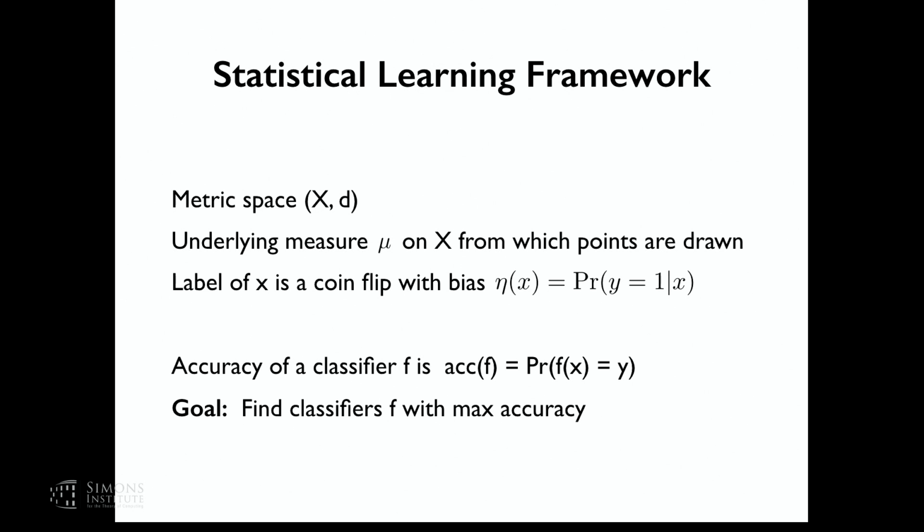And in the statistical learning framework, what we care about is the accuracy. The accuracy of a classifier f is the fraction of times f of x agrees with y. When I say fraction or a probability, what I mean is this probability is over this mu times eta distribution, when x is drawn from mu and y given x is drawn from eta. So the fraction of times the prediction of f on x agrees with y, that is the accuracy. And in the statistical learning framework, what we always hope to do is find classifiers which have high accuracy.